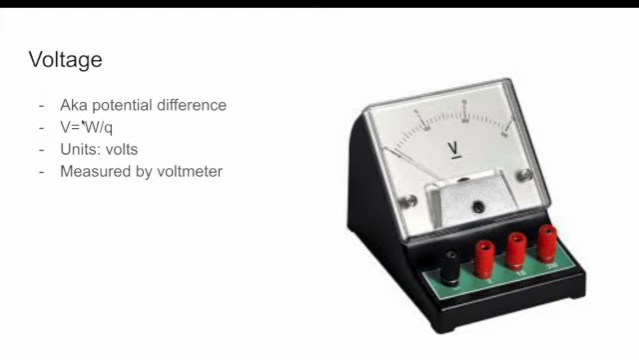Next, we'll look at voltage. Voltage is also called a potential difference, and it has the formula work per unit charge. The unit of it is volts. The symbol is V, and it's measured by a voltmeter that you see on the right.